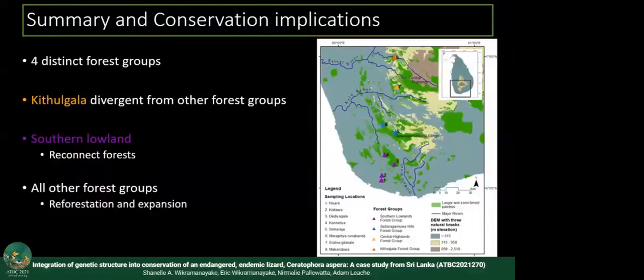In conclusion, we saw evidence of four forest groups which can be considered as management units for conservation. We see that Khetogala was relatively more divergent from other forest groups, which might be due to biogeographic barriers like the Kalaniya River. We think it also would be best to reconnect forests within the southern lowlands since they are geographically close to each other, have similar climates, and are genetically similar.